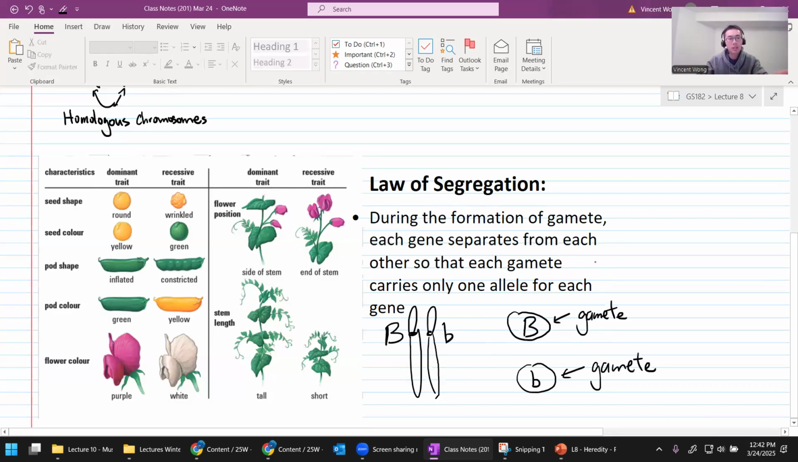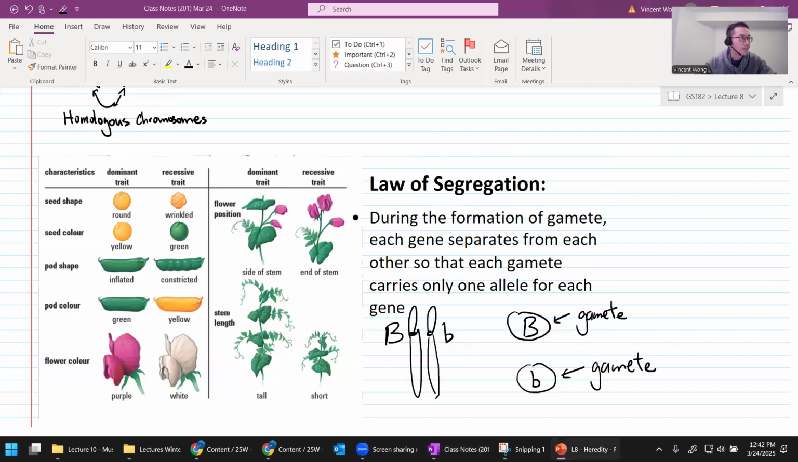It's not possible. I mean, it is possible to carry both, but that's like an error, right? We call that non-disjunction, if you remember. Under normal conditions, when organisms produce their gametes, even though you have two alleles, they will separate, right? And the gametes will only get one of the two alleles. And that's what the law of segregation means. Even though you're a diploid, you can only pass on one of those two alleles.